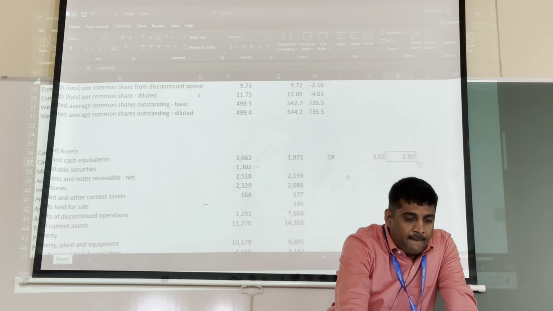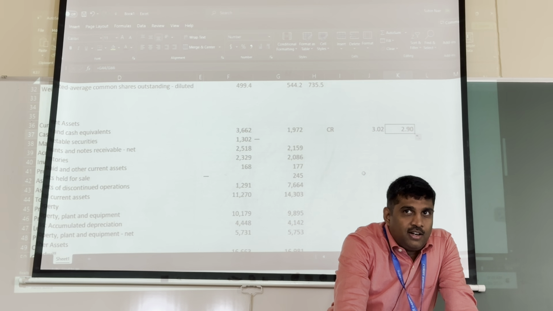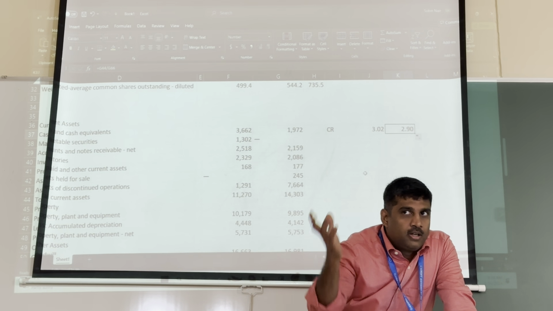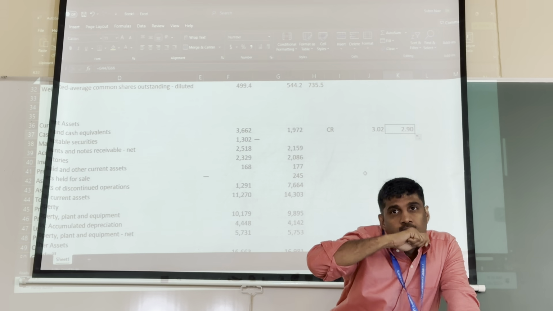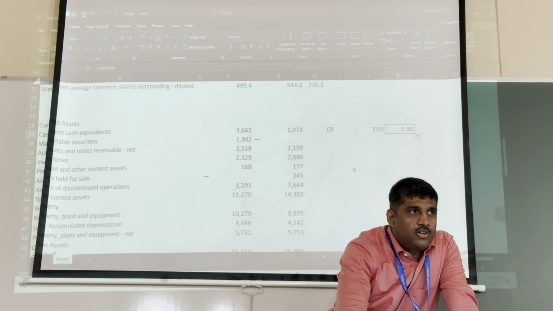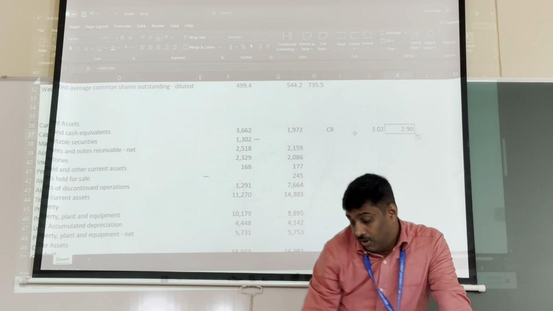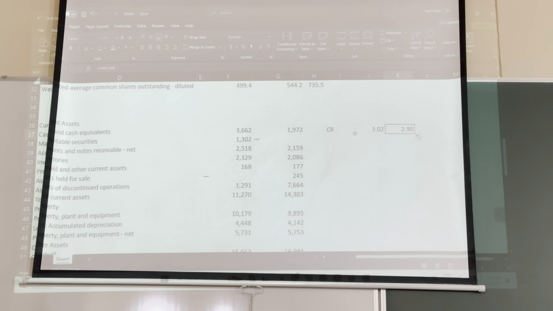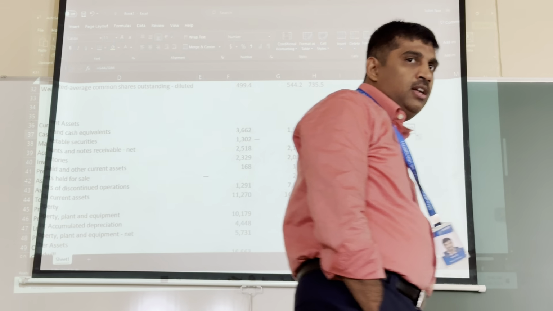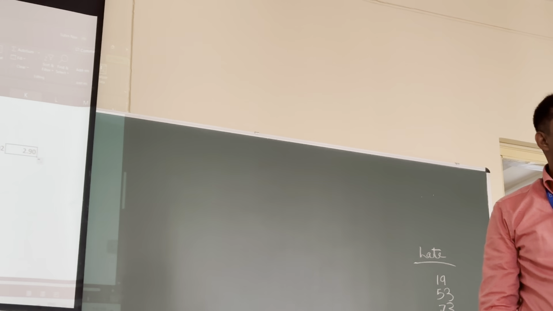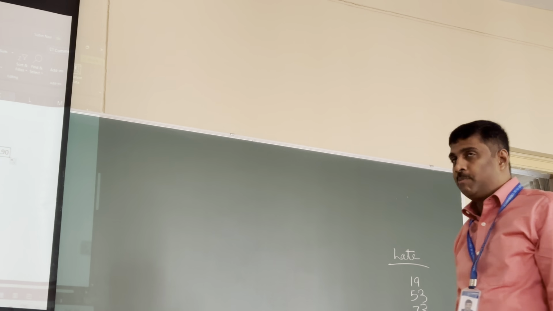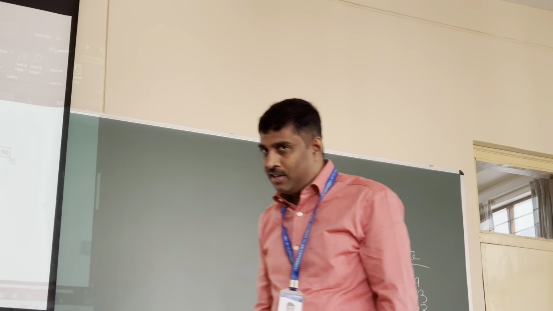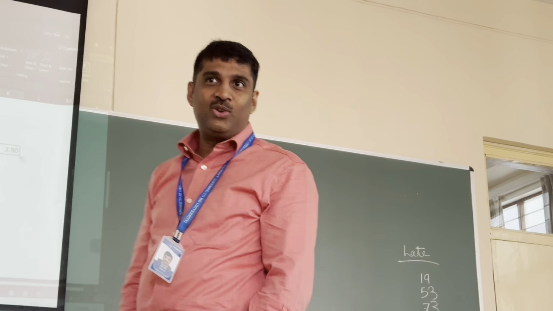Now guys, look at this ratio. Einstein, look at this ratio. This is the current ratio. Comment about the liquidity. Has the liquidity improved marginally or is it stable? The liquidity improved. What made you say that liquidity improved? Because the value changed from 2.9 to 3. That's what I said. Don't do that.